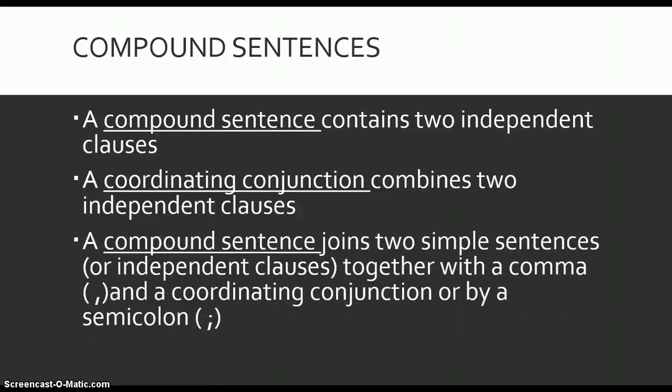A compound sentence pretty much joins two simple sentences together, and it can do it in two different ways. We can do it with a comma and a coordinating conjunction, or we can combine the two sentences, or the two independent clauses, by using a semicolon. And students, it's important for you to know what a comma looks like, which I feel all of you do, but sometimes many students confuse a semicolon. Note a semicolon is half of a colon, so it has a dot and kind of a comma on the bottom.